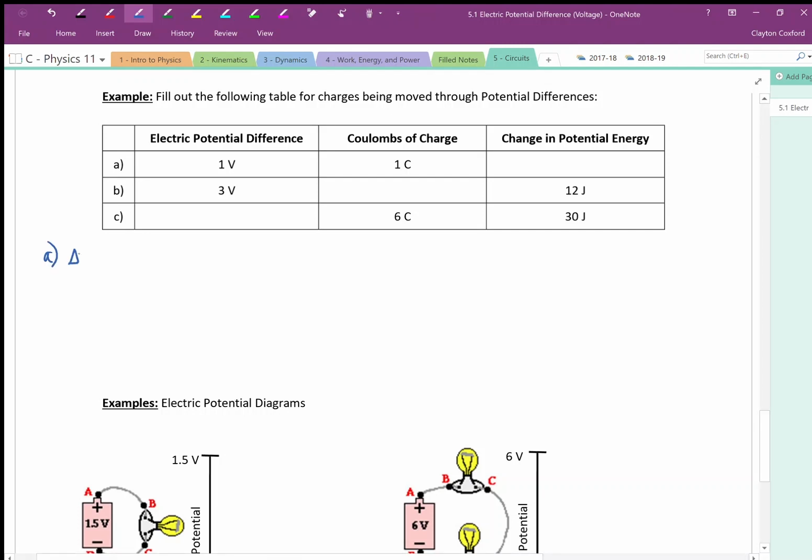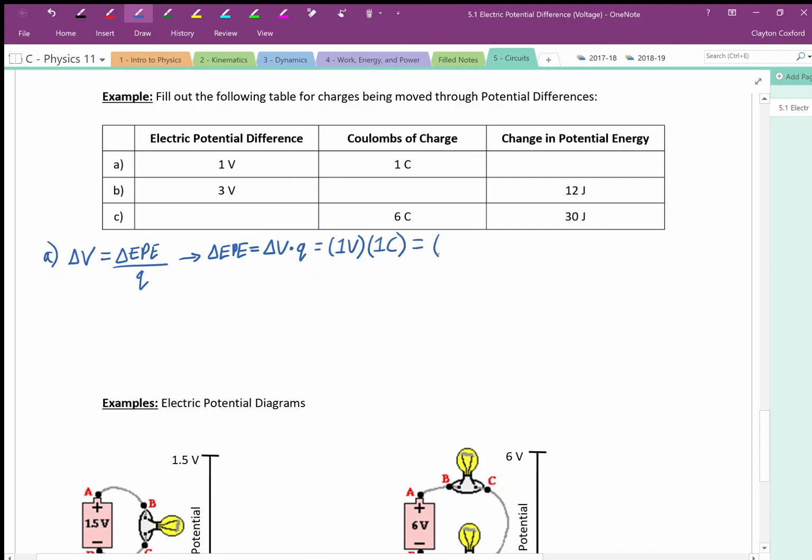So potential difference, right? Potential being V, difference being delta, is the change in the electric potential energy of a charge divided by the amount of charge. Rearranging that so that we can figure out the change in electric potential energy of this charge, it's going to be the potential difference times the charge. And so here we had a potential difference of 1 volt. We had a charge of 1 coulomb.